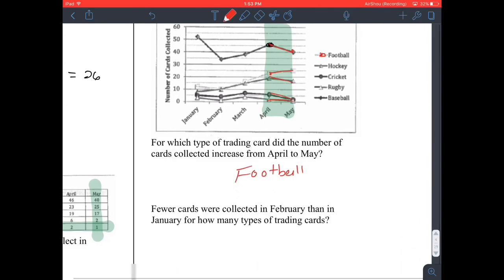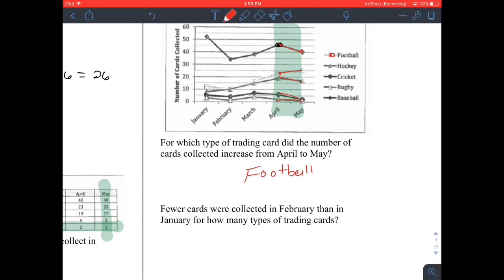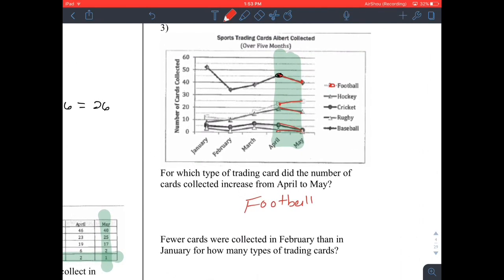Fewer cards were collected in February than January for how many types of trading cards? So it says fewer cards in February than January. So we want the number to be lower here and higher in January. Baseball went down for sure. So baseball. It went down in football. It went down in cricket.